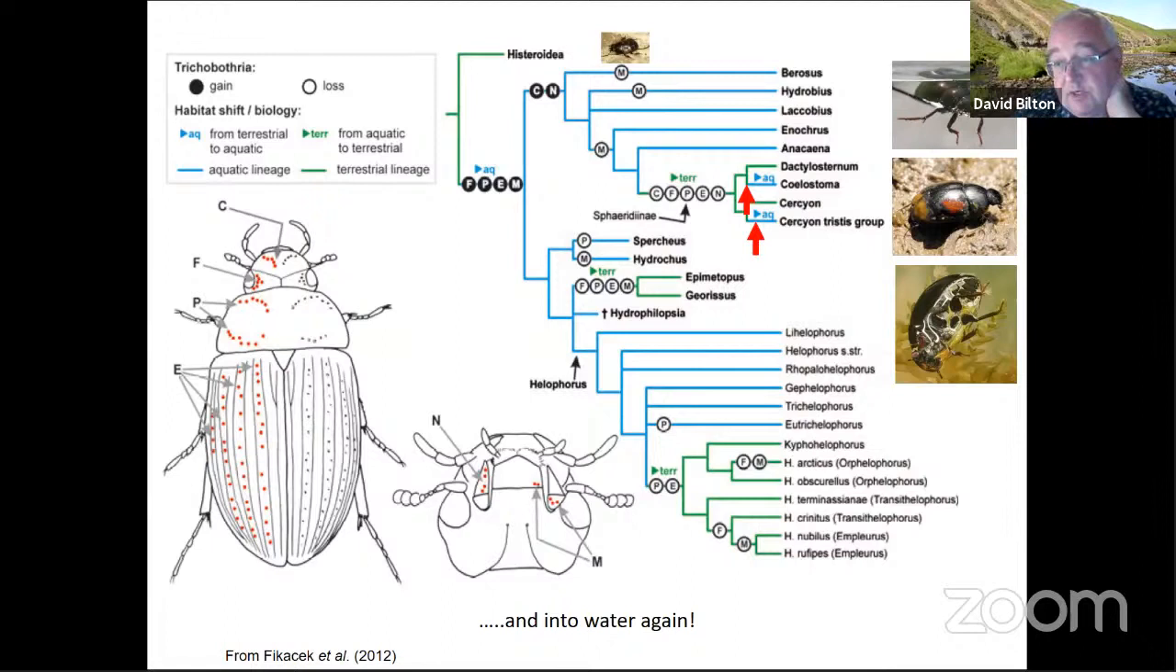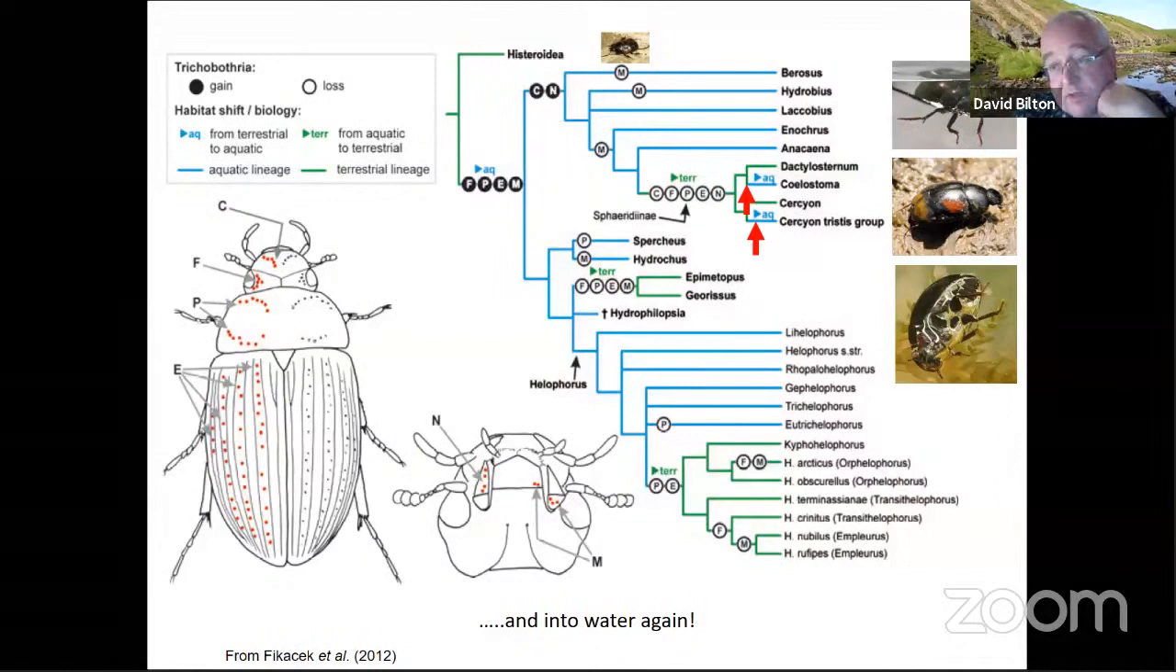And ourselves and others, many generations of people before us, indeed, have worked extensively on gas exchange systems, for example, in aquatic beetles, and how gas exchange systems in different kinds of habitat allow these beetles to do very, very different things.